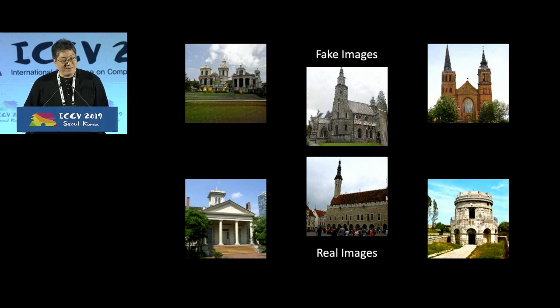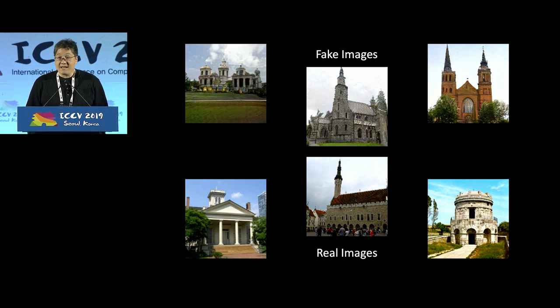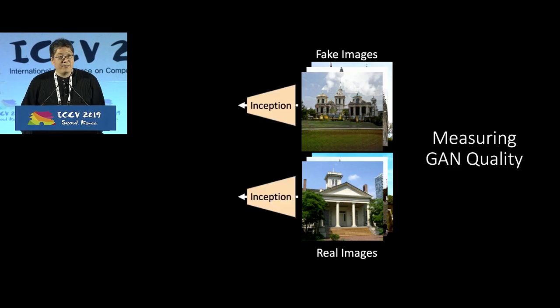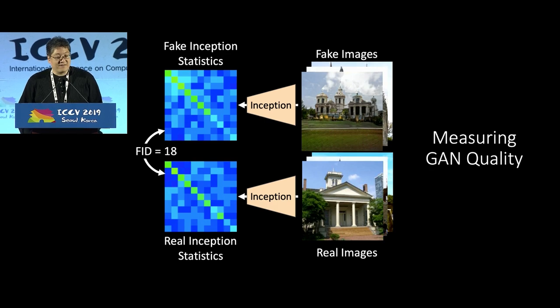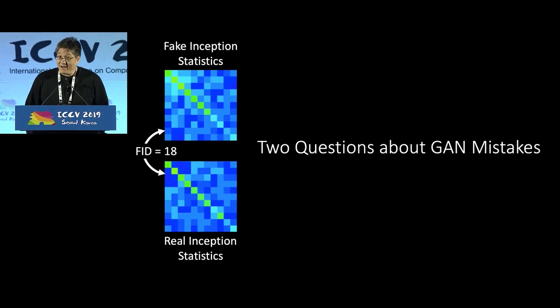So actually, the real images are on the bottom here. And for all of us who work with GANs, maybe we can tell the difference because we've gotten attuned to recognizing what kinds of things a GAN inserts in terms of artifacts and things that the GAN has trouble generating. Now, typically, we quantify this by putting the real and fake images through an inception network and comparing the statistics between the two distributions. We summarize that as a single number we call FID. Here, FID is 18, which is great, right?